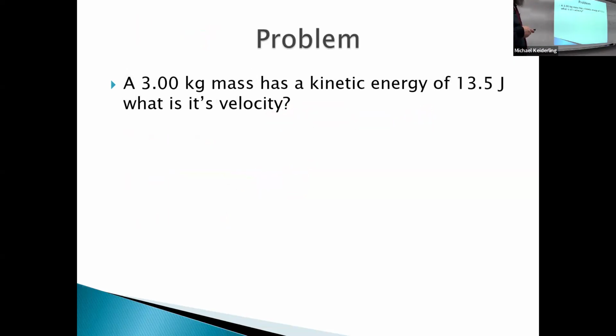Here we have a 3 kilogram mass with kinetic energy of 13.5 joules. What's its velocity? So this is often a helpful thing to be able to do. If you solve this for velocity, you get velocity equals the square root of 2 times kinetic energy over mass. So you divide by 1/2 mass and take the square root.